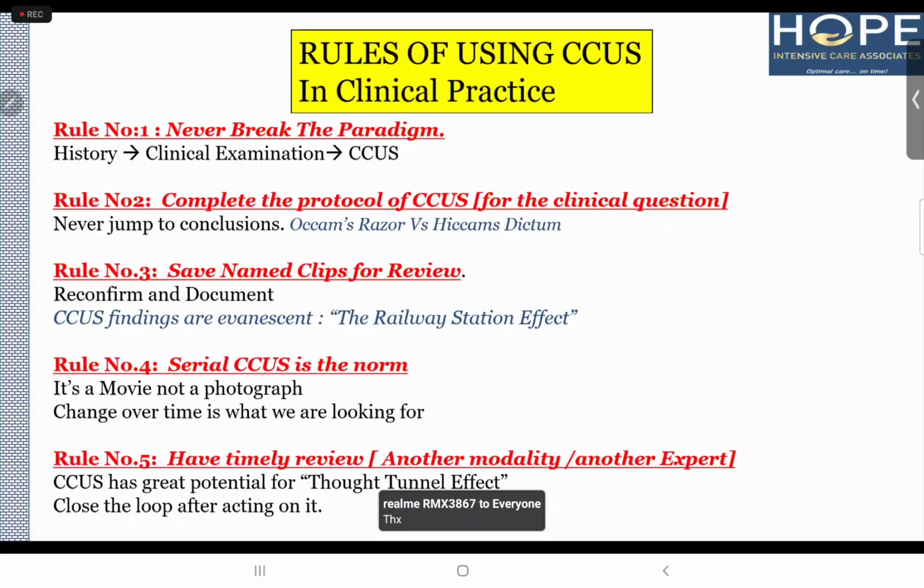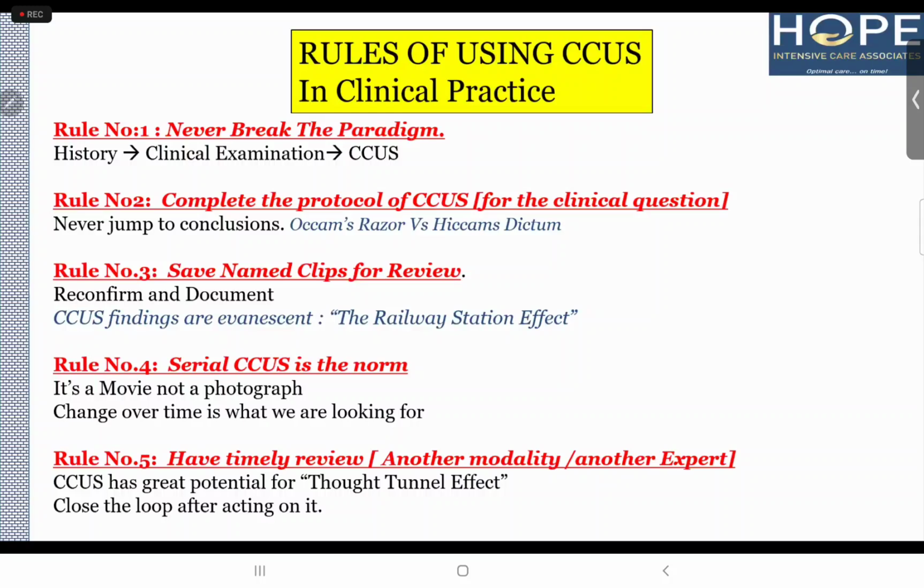Complete the protocol of critical care ultrasound for the clinical discussion. Never jump to conclusions. Remember, there can be multiple causes for the same signs and symptoms, multiple etiologies. Rule number 3, save the named clip for review by others. Otherwise, there are evanescent signs. The right ventricle regional wall motion abnormality may settle down once you correct the hemoglobin, put the patient on a ventilator and do corrections. Once the ST is settled, the RWMA may go.